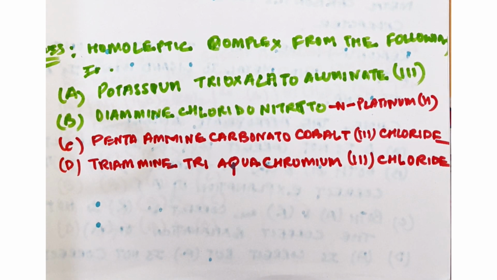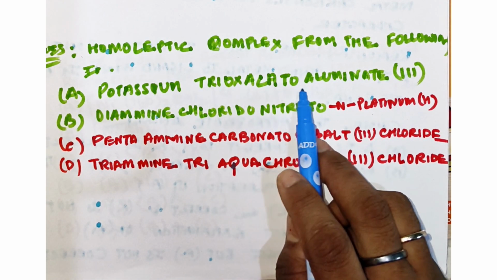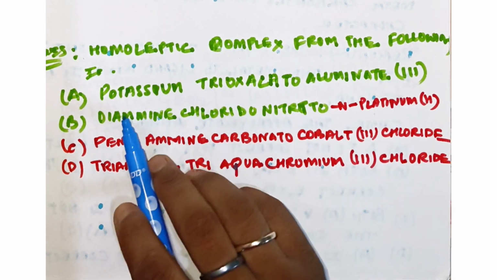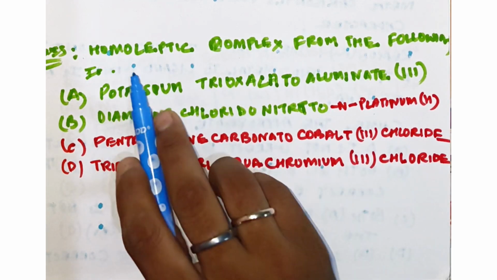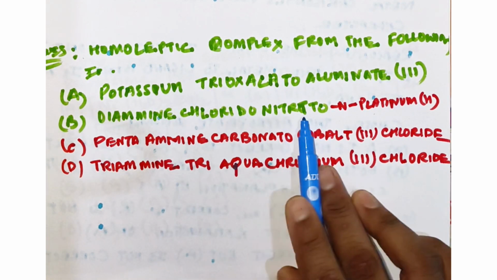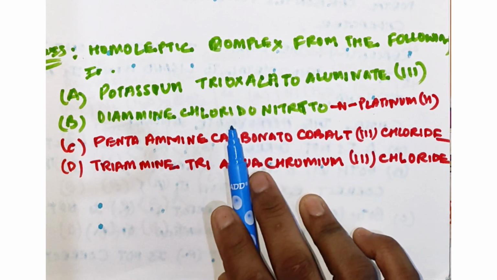Now, from the following you have to find out which one is a homoleptic complex. See here, potassium trioxalatoaluminate(III). The second one is diamminechloridonitritoplatinum(II). Homoleptic means only one type of ligand. Here there is more than one type of ligand: chlorido is there, nitrito is there. So this is not going to be the answer.